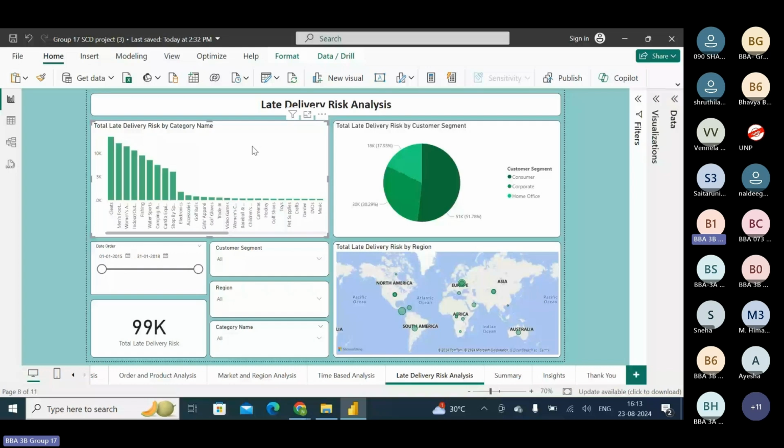The second chart, that is a pie chart, displays the proportion of late delivery risk by customer segment. The consumer segment accounts for the majority of late delivery risk, followed by corporate and home office. The third chart, late delivery risk by order region, shows late delivery risk across different regions, with Central America experiencing the highest risk. Overall, the visualization suggests targeted opportunities for improvement in managing late deliveries, particularly in focusing on specific product categories and regions with higher risks.